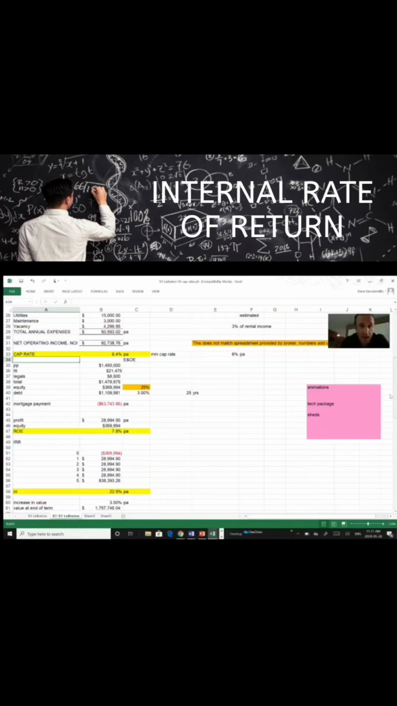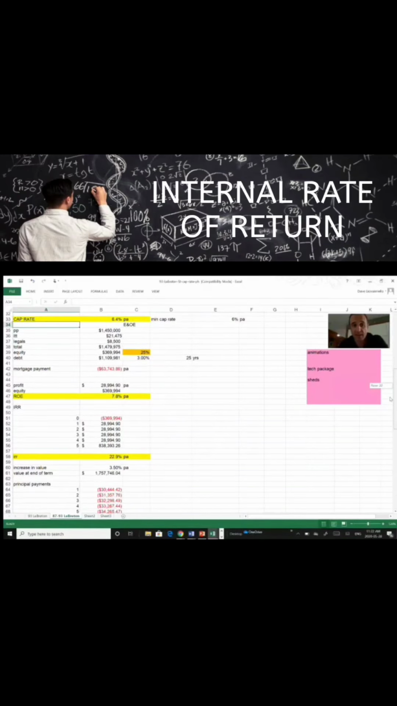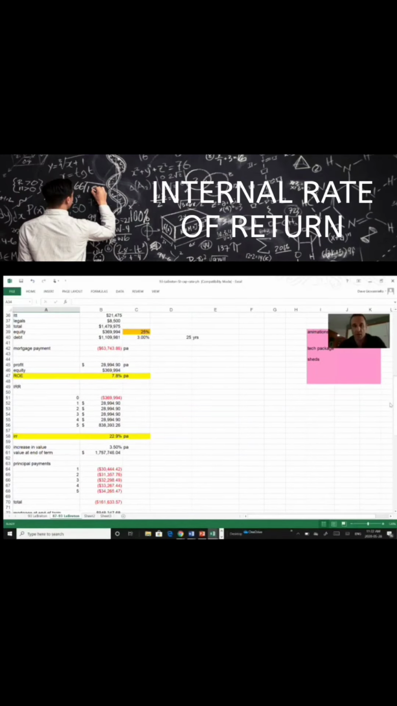So I have put down that $369,000. So my equity here is $369,000, because that's what I have in equity in the property, and my profit per year is almost $29,000. So my return on equity on line 47 is 7.8%. But what we're trying to calculate here, moving lower on line 49, is an internal rate of return. So to get that number, we need all three profit centers.